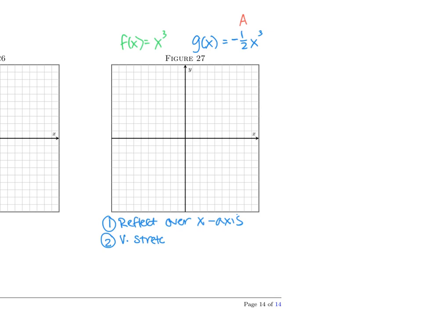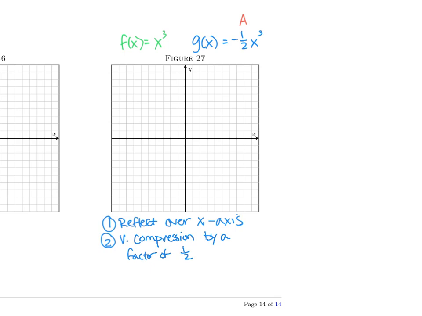Let me erase that. There we go. Compression by a factor of 1/2. Because remember, with the y values, what you see is what you get. So these are the transformations that are going on.